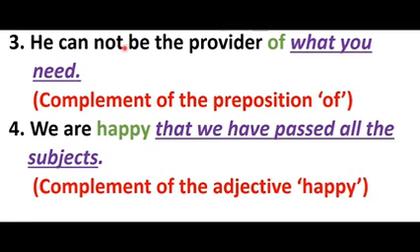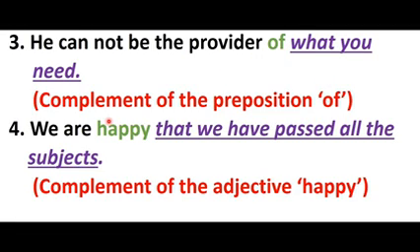He cannot be the provider of what you need. The question will be, what can't he be the provider of? And you simply say, what you need. And what you need here becomes the complement of the preposition of. It adds more to this preposition of. If somebody says he cannot be the provider of, the idea is incomplete, and it is a noun clause which comes in as complement of that preposition of.